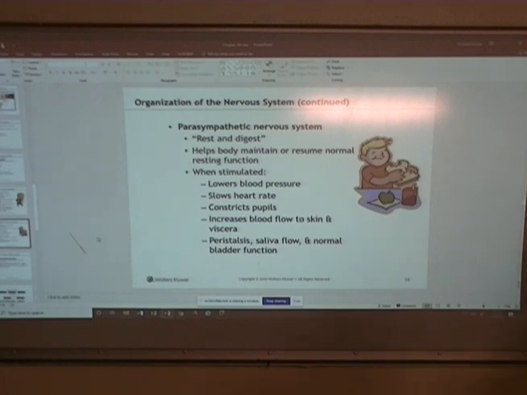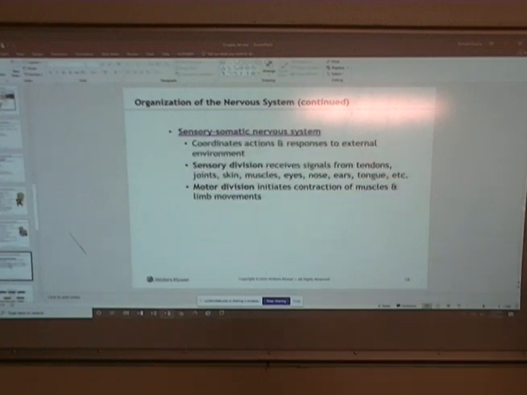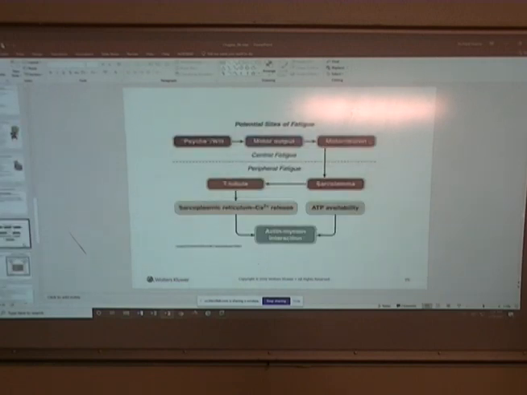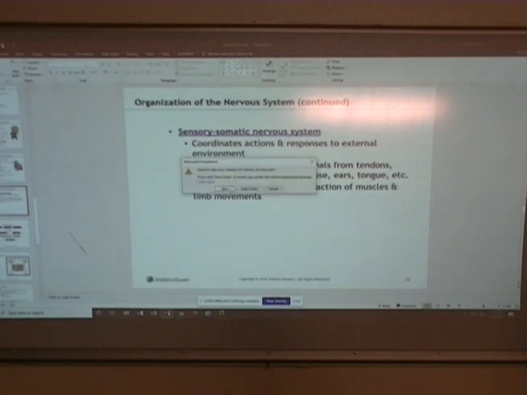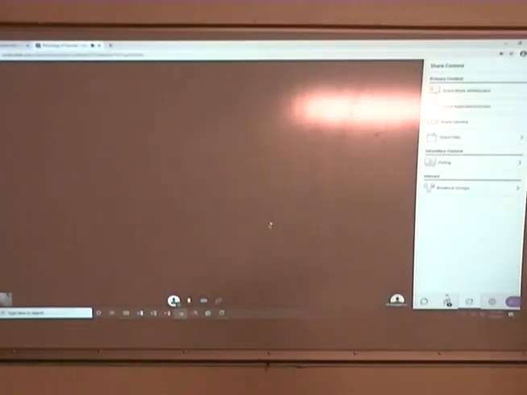So on Monday we will just quickly go over the sensory system and look at some fatigue issues, and then we will start on motor neurons. Questions?